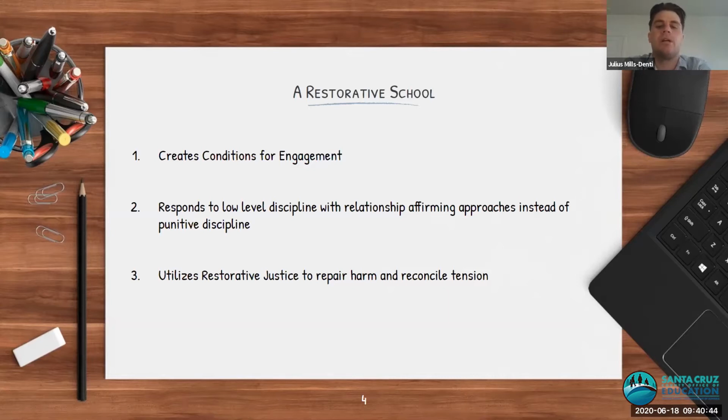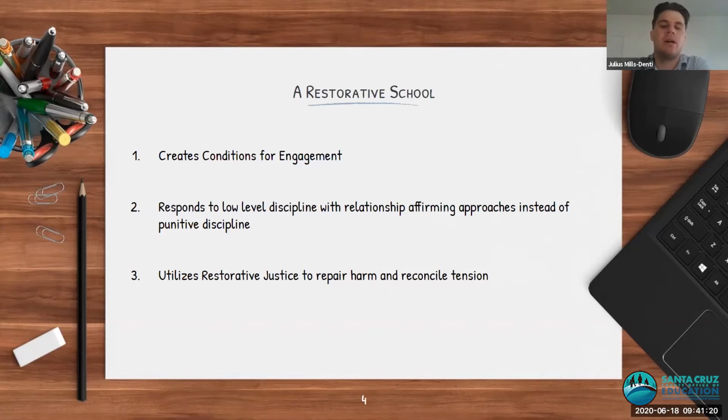We want to respond to low-level discipline with relationship affirming approaches instead of punitive discipline. So what I mean by that is that with the statewide ban on suspensions for willful defiance-related infractions, we have to figure out a different way that we're going to respond to that kind of misbehavior that is typically labeled as defiant or non-compliant or whatever other words that we attach to not listening or being disruptive or what have you. So we're going to practice some relationship affirming approaches today through a practice called stop, drop, and roll.